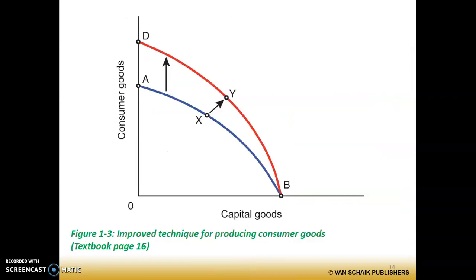Figure 1.3 illustrates an improved technique for producing consumer goods. On page 17 in the latest edition of the textbook. It's on page 16 in the older edition.